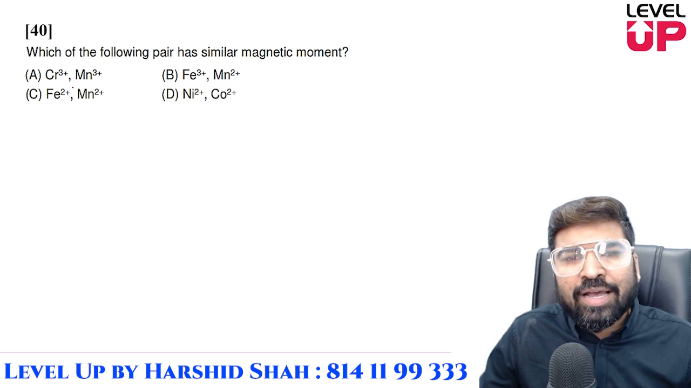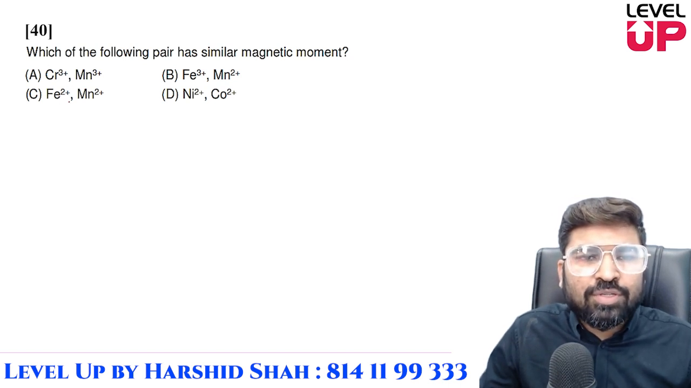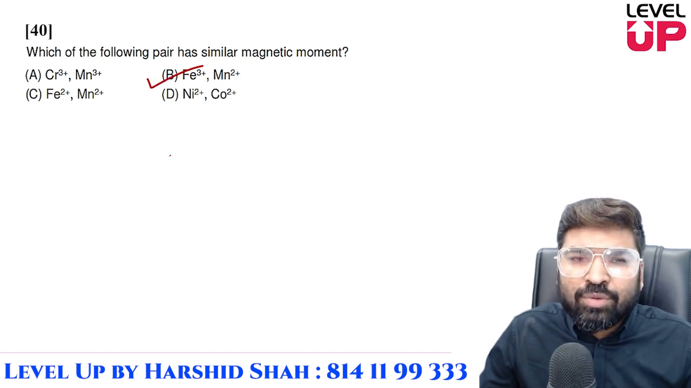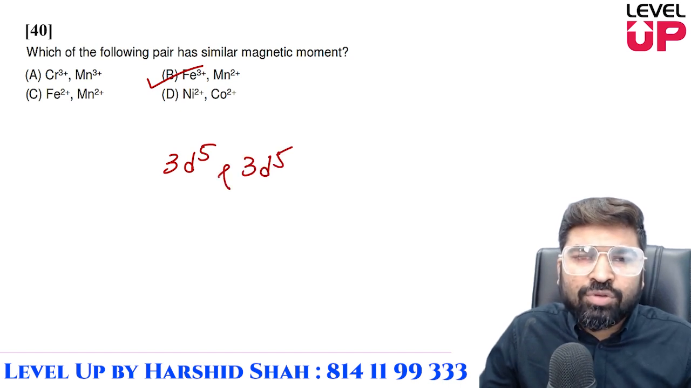आर्सेनियस ऑक्साइड में से आर्सेनियस सल्फाइड मिलेगा बाय डबल डिकम्पोजिशन. Which of the following pairs has similar magnetic moment? Cr+3, Mn+2, Fe+2, Mn+2, Fe+3. Yes, that is this one. Fe+3 would have 3d5. Mn+2 will also have 3d5. So both of them will have the same magnetic moment.